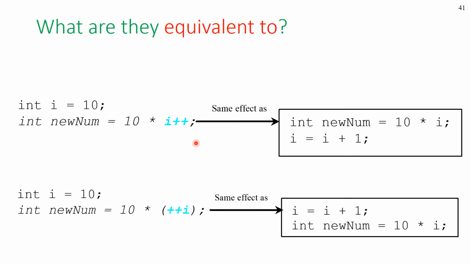So let's take a look here at a piece of code that says int i equal 10, then int newNum equal 10 times i++. That's translated by the Java compiler to this. So it just says int newNum equal 10 times i. So I use the current value of i, and later, I increment i by 1. Maybe that's clearer to visualize like this for some of you. That's exactly what we just discussed in the previous slide. Just another way to look at it.